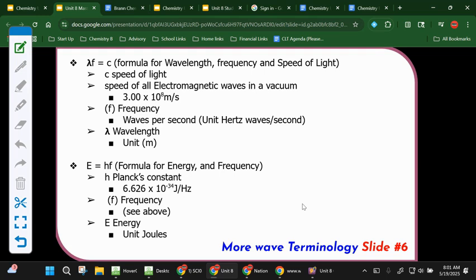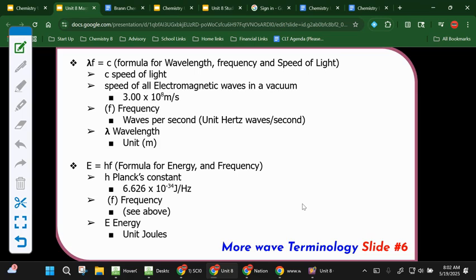if you hear it later on in life, you know what speed of light is. By the way, this is the same C from Einstein's famous equation, E equals mc squared. This C is always the speed of light. Now, all electromagnetic waves travel at this speed. Now, frequency is the number of waves that pass a point in 1 second.